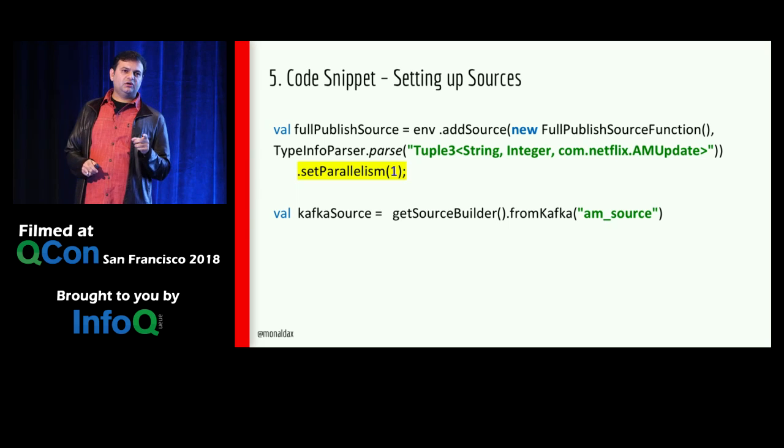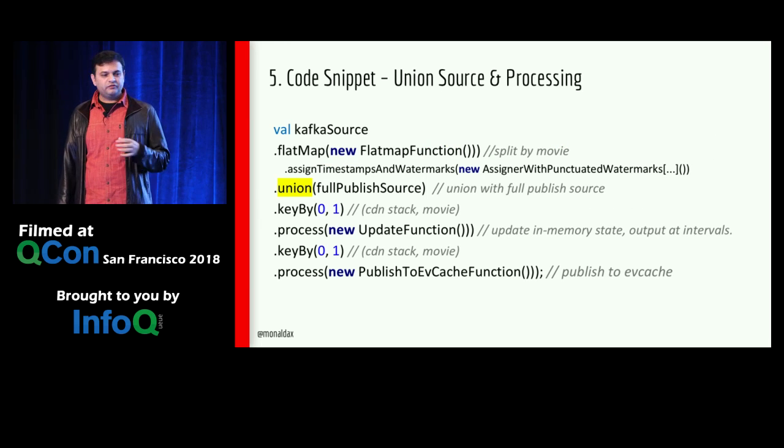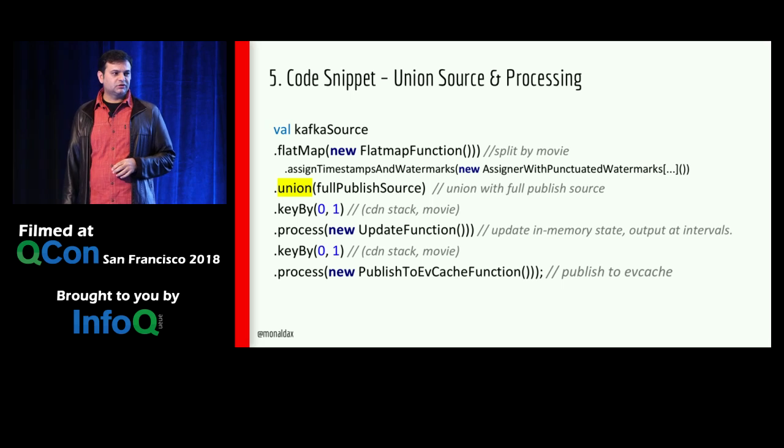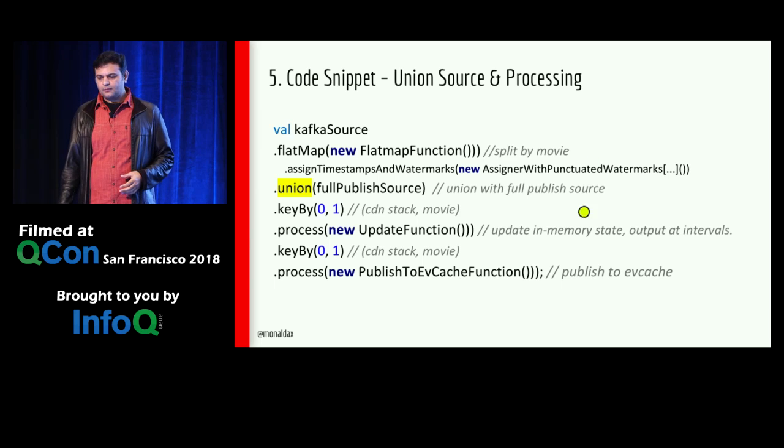So we're saying create only one source for the trigger, and then create another source that actually reads the events coming from the CDN servers. And then we do the union of the two sources, and then we do the regular functionality. We do a key by, we process the events, and then we update the in-memory state here. And then after that, we publish it to EV-cache.